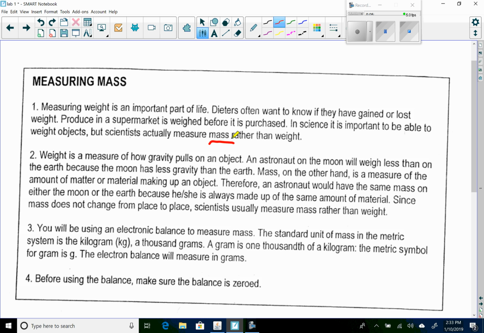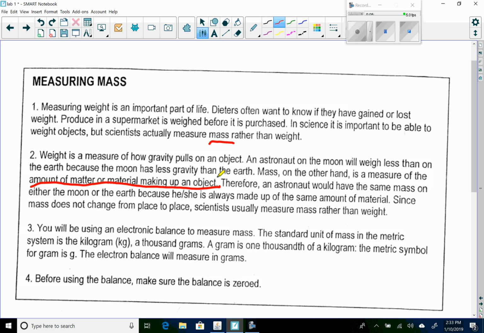2. Weight is a measure of how gravity pulls on an object. An astronaut on the moon will weigh less than on Earth because the moon has less gravity than the Earth. Mass, on the other hand, is a measure of the amount of matter or material making up an object.